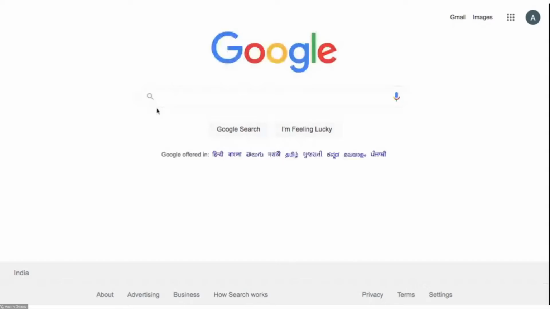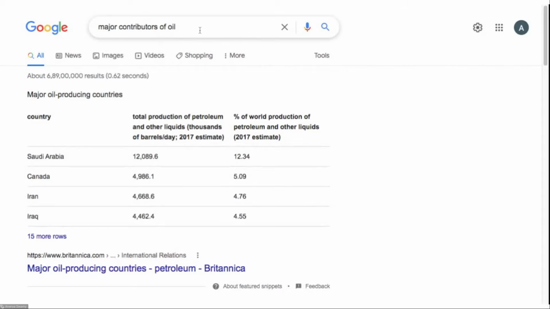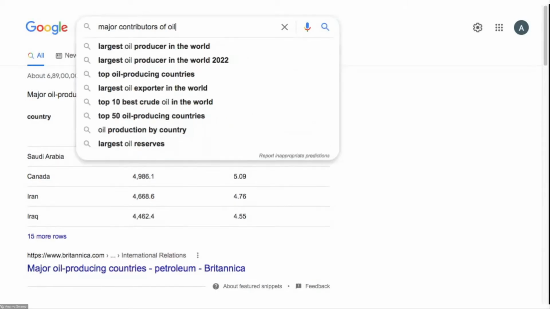Now, if I go to Google and search which countries are the major contributors of oil, I want you guys to also search this, and you will see that the US, Saudi Arabia, and Russia are the three countries that are the major suppliers or producers of oil, right? I hope all of you are able to hear me.